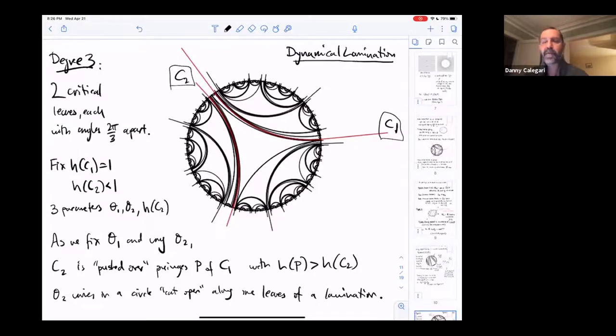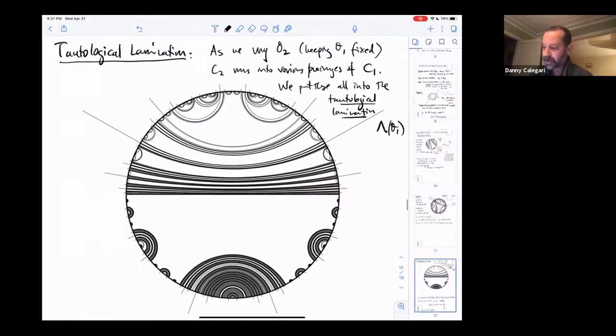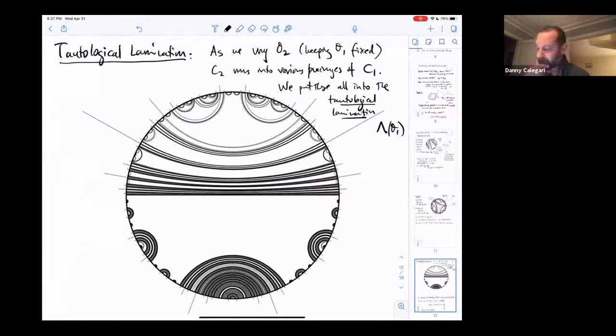So when I run into a bigger leaf, I have to make a jump, but the location of the big leaves that I'm going to run into, the location of the jumps and where I jump to, are also moving as a function of where I am. So how do I figure out exactly the combinatorial recipe that tells me how to cut and paste the space of coordinates to get a description of this shift locus or its quotient x3? The answer is this beautiful gadget called the tautological lamination.